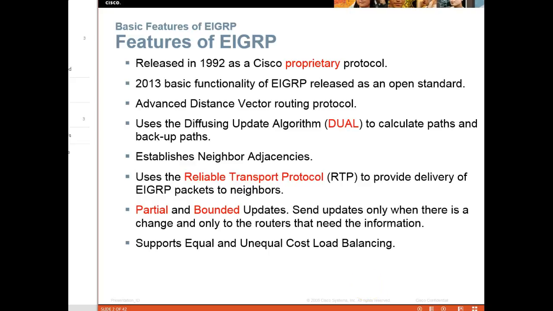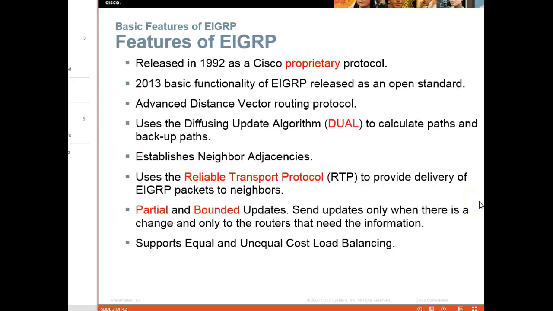In 1992, as I mentioned, this was a proprietary protocol, and now it's an open standard. It's an advanced distance vector routing protocol. It's a lot like OSPF. It's Cisco's answer to OSPF. It uses a different algorithm called DUAL, or Diffusing Update Algorithm, to calculate paths and backups, but like OSPF, it establishes neighbor adjacencies, and it uses a different protocol. It uses RTP, or Reliable Transport Protocol, to carry the information out to the routers.